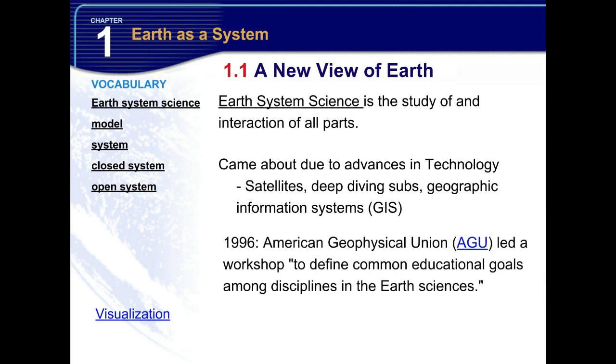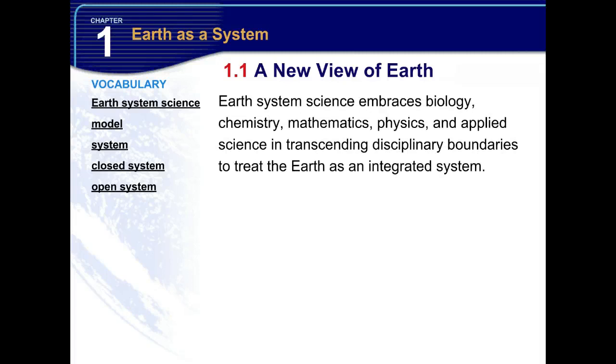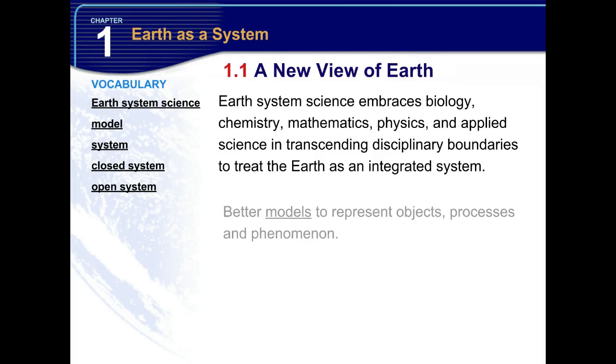In 1996, the view of Earth system science changed, and that's because of the American Geophysical Union, the AGU, that led to a workshop where many scientists around the world and around the nation got together and they defined Earth science and its purpose, to define common educational goals among disciplines in the earth sciences. So Earth system science embraces all types of sciences, biology, chemistry, mathematics, physics, and applied science, transcending disciplinary boundaries to treat the Earth as an integrated system.